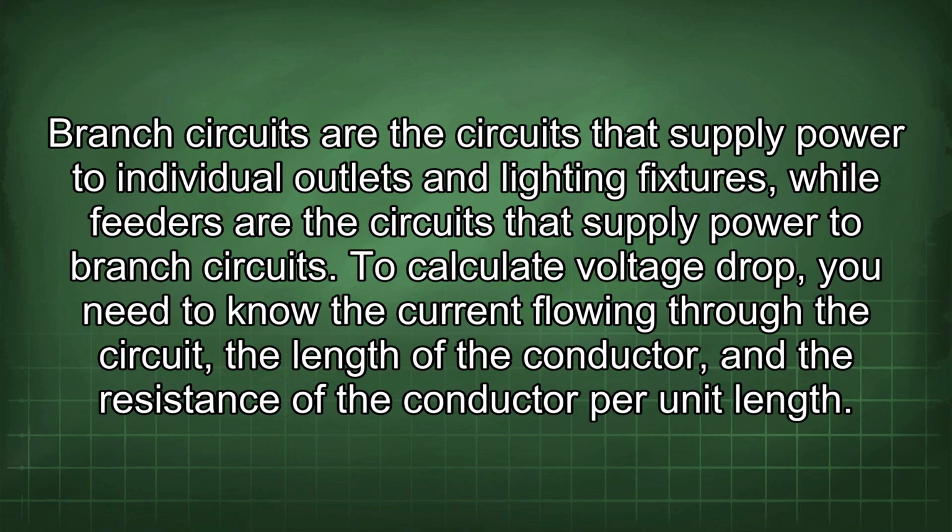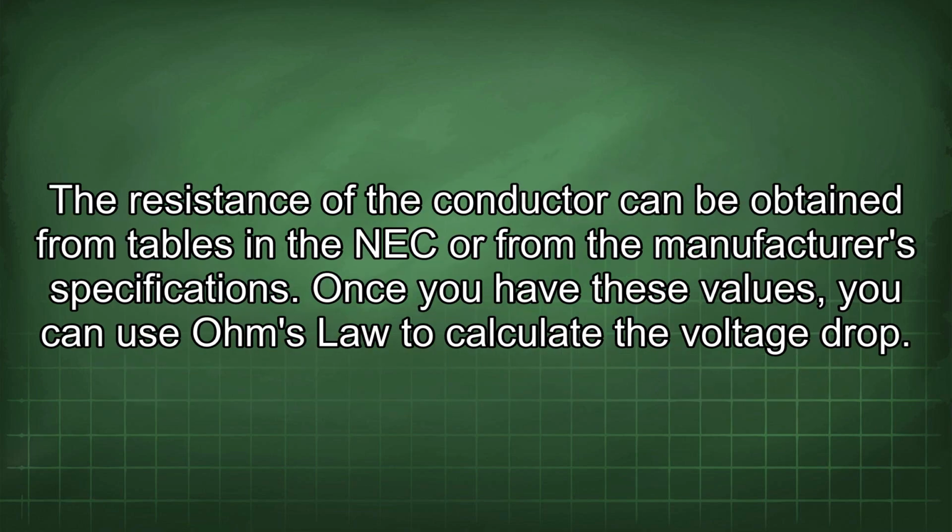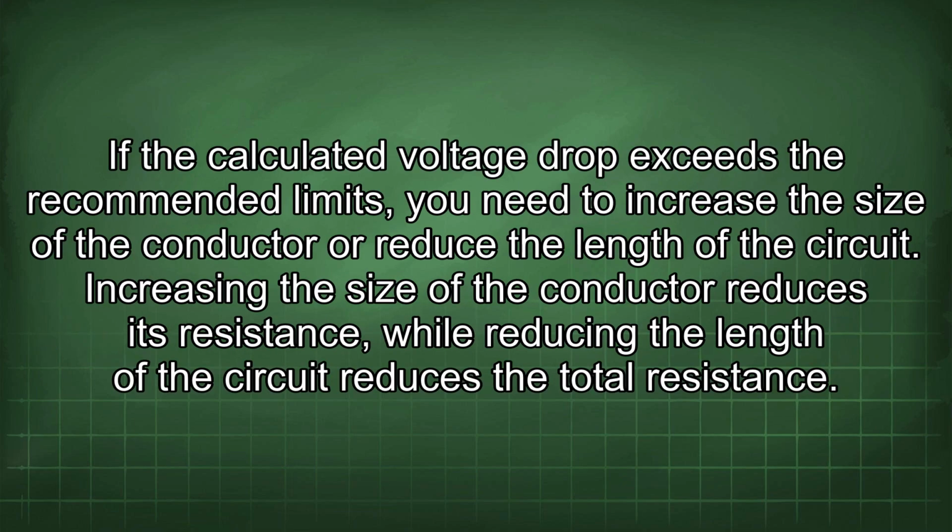To calculate voltage drop, you need to know the current flowing through the circuit, the length of the conductor, and the resistance of the conductor per unit length. The resistance of the conductor can be obtained from tables in the NEC or from the manufacturer's specifications. Once you have these values, you can use Ohm's law to calculate the voltage drop. If the calculated voltage drop exceeds the recommended limits, you need to increase the size of the conductor or reduce the length of the circuit. Increasing the size of the conductor reduces its resistance, while reducing the length of the circuit reduces the total resistance.